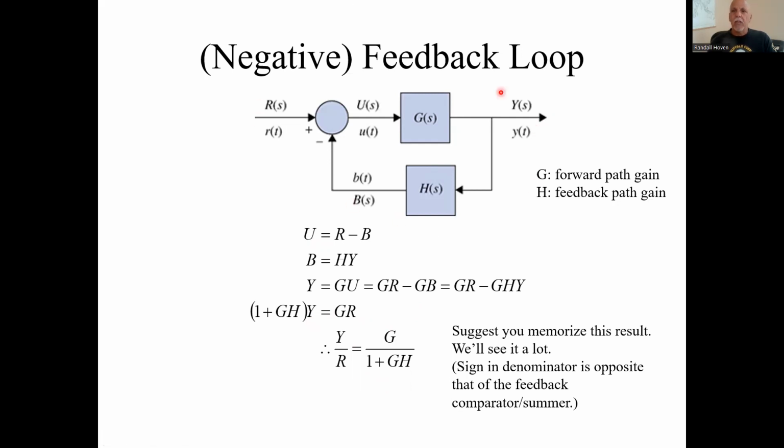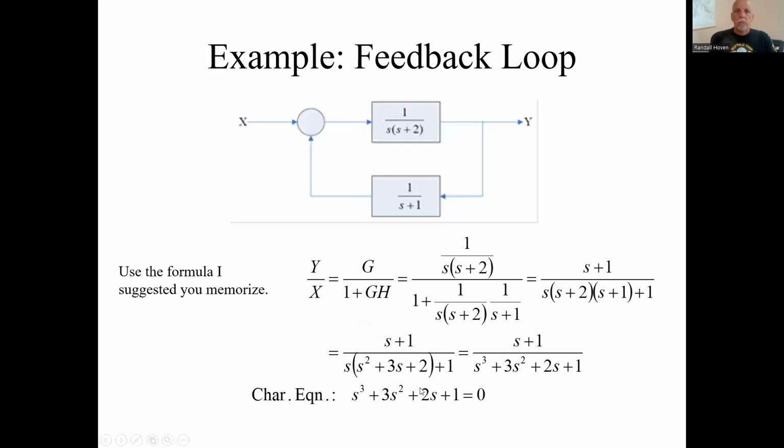This is a very key block diagram. You'll see it over and over again. Forward path gain, feedback path gain, and the overall transfer function. Here are these relationships. Let's see how this works.